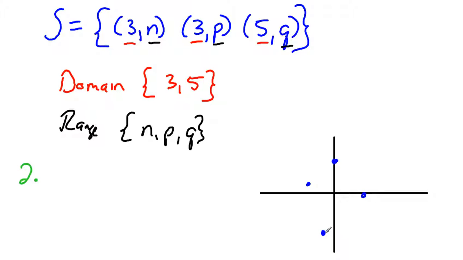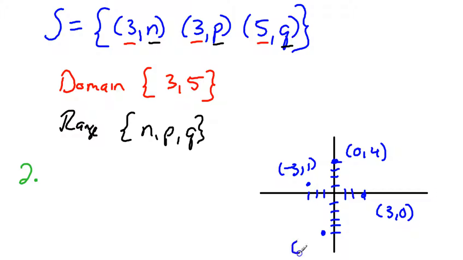Okay, and because we don't have all the grid lines, I'll have to go back and give you these points here. So for this one, if you went back and found this point, this would be at -3, 1. This point would be at 0, 4. This point at 3, 0. And this point at -1, 5.